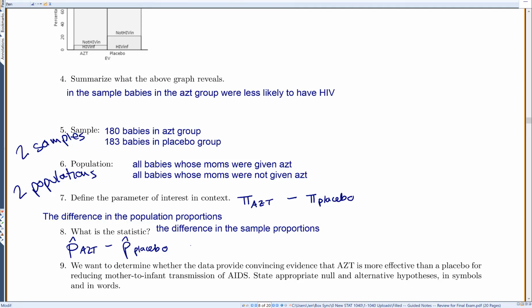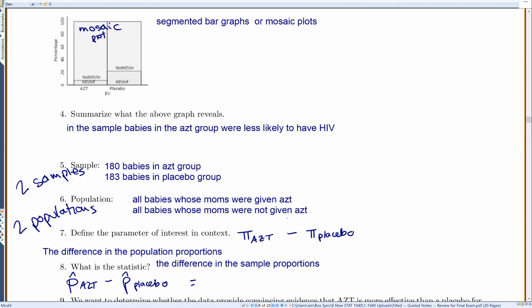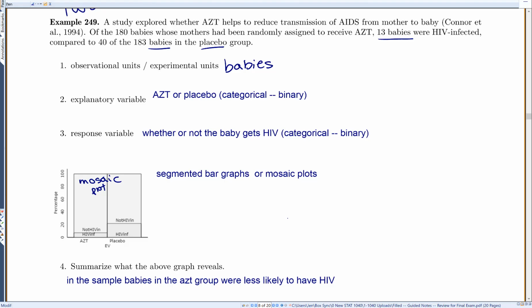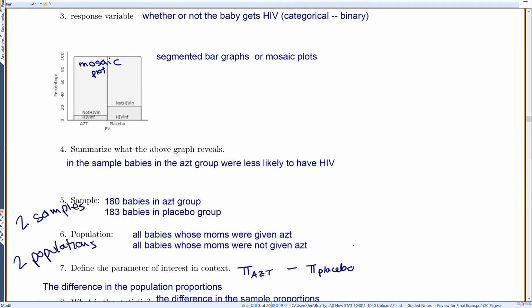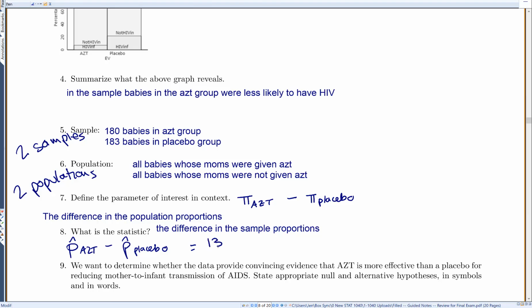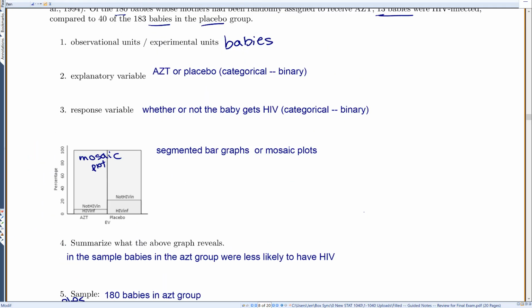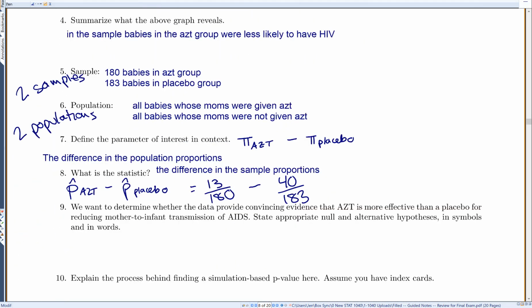And let's see if we can actually calculate those. In the AZT group, we had 13 out of 180 babies. And then we'd minus the placebo group, which was, I think, 40 out of 183. Yep. Let's see what that gives me.